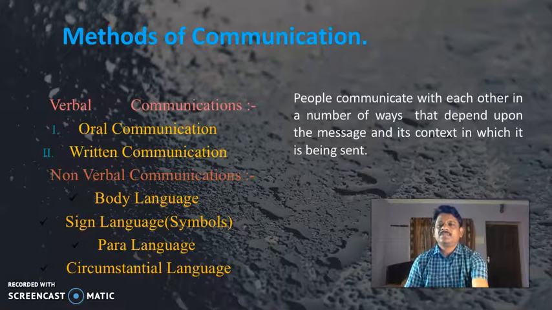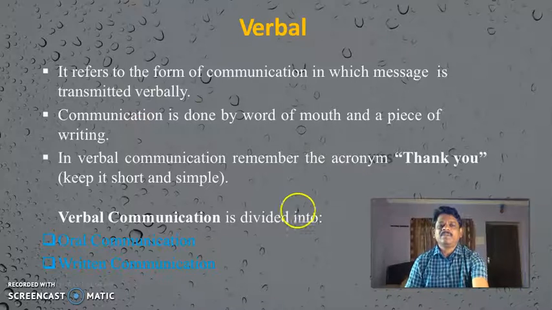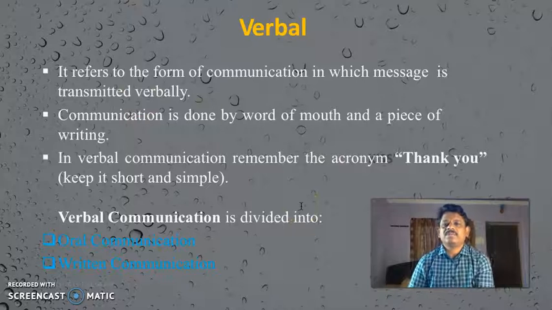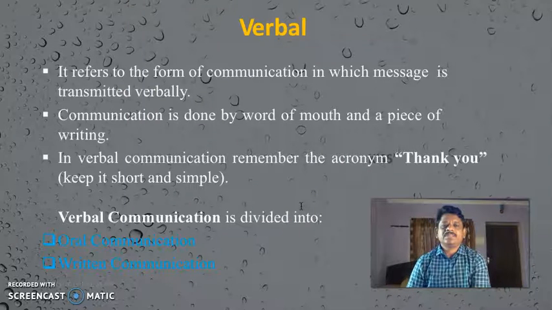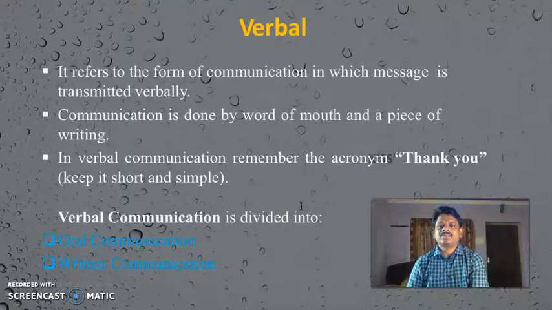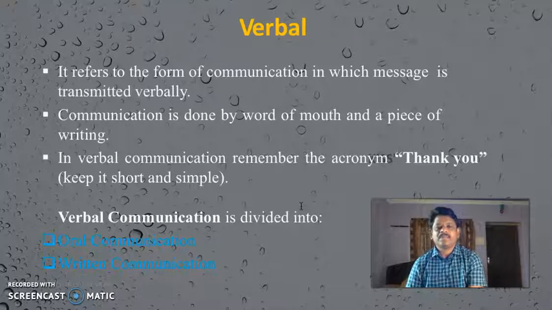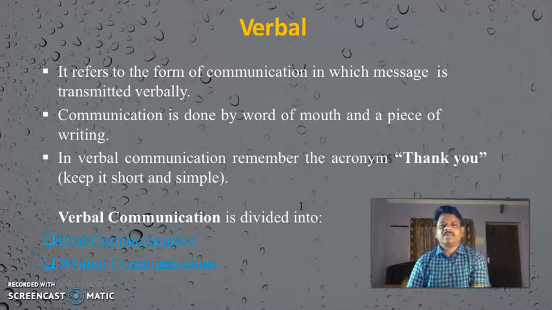If you see further, verbal communication refers to the form of communication in which the message is transmitted verbally, so through words. Communication is done by word of mouth and a piece of writing, right? In verbal communication, remember the acronym like thank you: keep it short and simple. Verbal communication is divided into two things, oral and written communication.